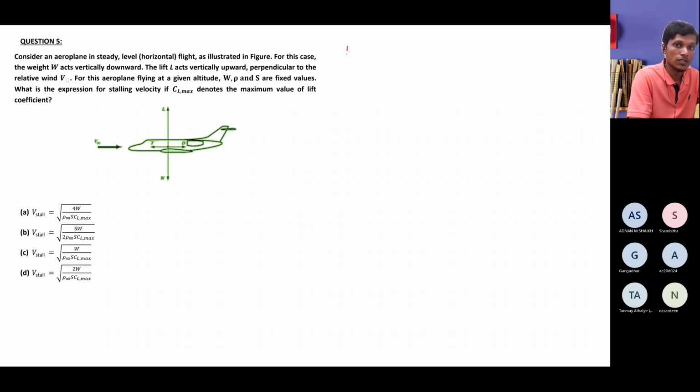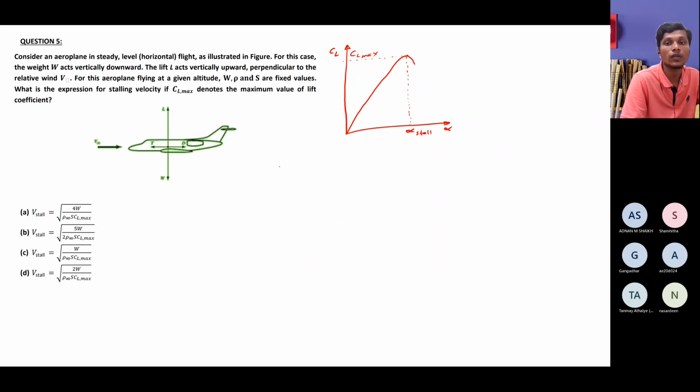Suppose, let me consider the CL versus alpha plot again. This is your CL versus alpha plot. This is your alpha star, where you will get the maximum lift coefficient. This is your maximum lift coefficient condition, and the angle of attack corresponds to alpha star.